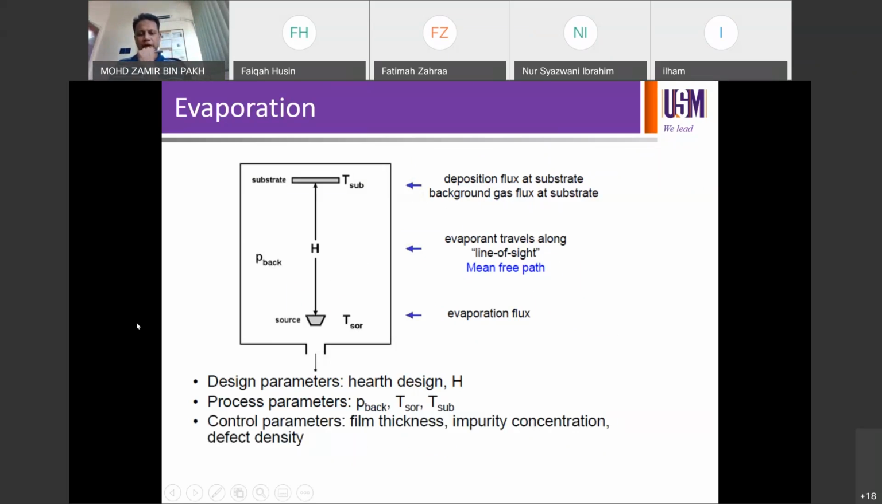Right, so this is how it looks more or less, a simple representation of an evaporation chamber. So this square box is actually a chamber, the process chamber. You have your source. For example, if you want to evaporate aluminium as your contact, then you need to cut your aluminium and put it in the tungsten boat. I'll show you how later on. Then you're gonna pass some current through. It's called resistive heating.